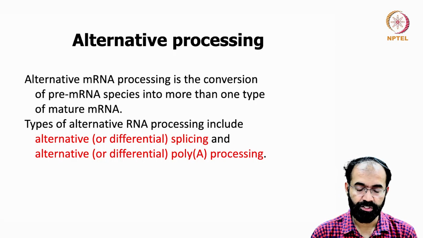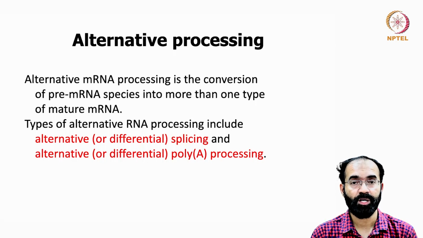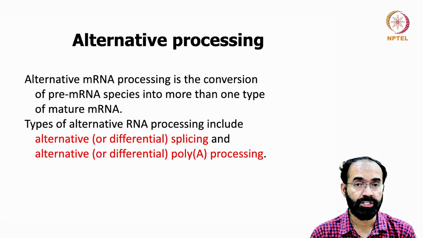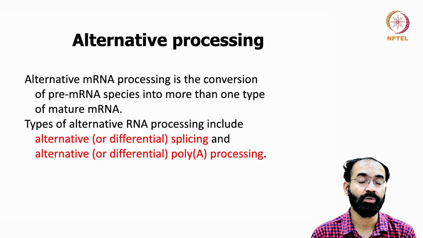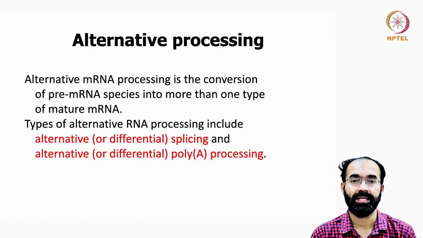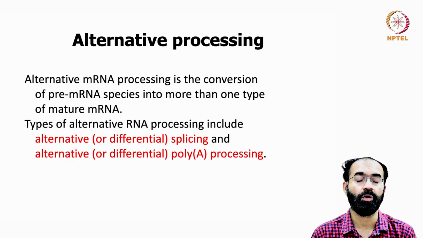That means a tissue A and tissue B you have. Because of this differential processing, tissue A can have protein A and tissue B will have protein B. However, both have come from same gene. They are not coming from different gene. So it's a clever way of enhancing the complexity.